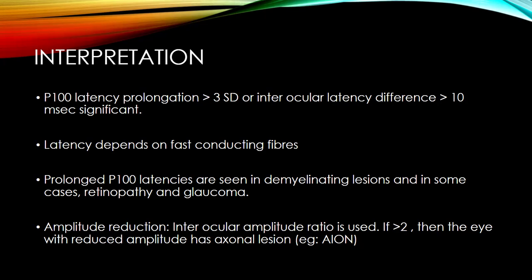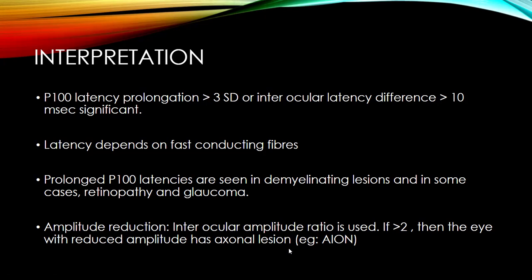Latency again depends on fast conducting fibers, and prolonged P100 latencies are seen in demyelinating lesions and in some cases of retinopathy and glaucoma. Amplitude reduction: again, the interocular amplitude ratio is used. The amplitude of one eye is compared with the amplitude of the other eye, so left eye by right eye or right eye by left eye. If it is more than 2, then the eye with reduced amplitude has an axonal lesion. Here, latency prolongation indicates demyelination or retinal lesions, and amplitude reduction indicates axonal lesion.